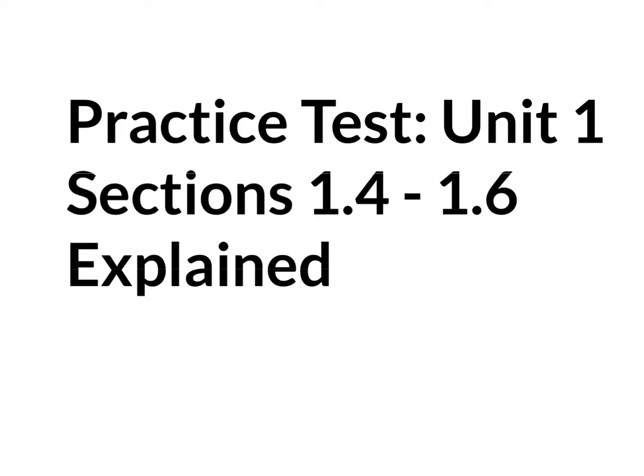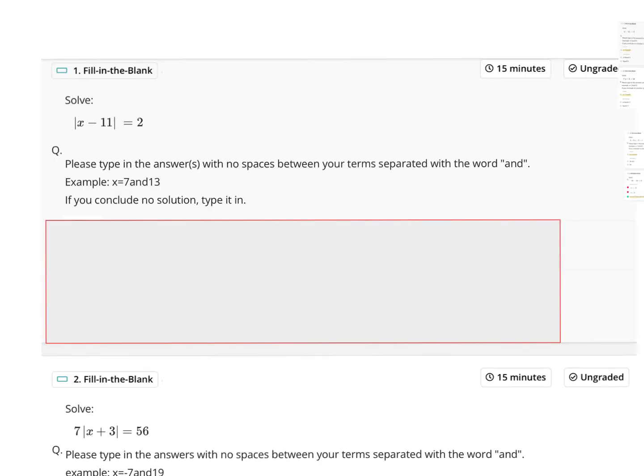So here's a video explaining the questions on the practice test for Unit 1, the very first test that we have on sections 1.4 to 1.6. Question 1, it's an absolute value equation and we need to solve it, and of course please read the instructions. It says type in the answer or answers with no spaces between your terms, separated with the word and.